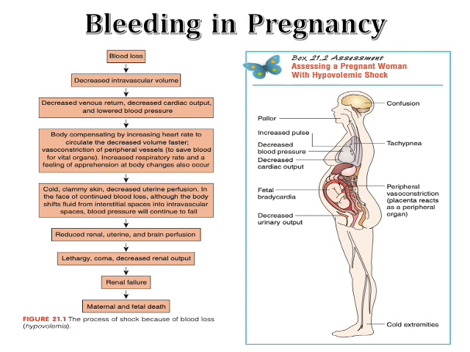A woman with any degree of bleeding needs to be evaluated for significant blood loss, because we do not want hypovolemic shock to happen. Figure 21.1 shows how the process of shock occurs because of blood loss or hypovolemia. And when we assess a pregnant woman with hypovolemic shock, we have to check very well the skin color, the changes in level of consciousness, the cardiorespiratory condition, even the urinary output, and most especially the fetus.